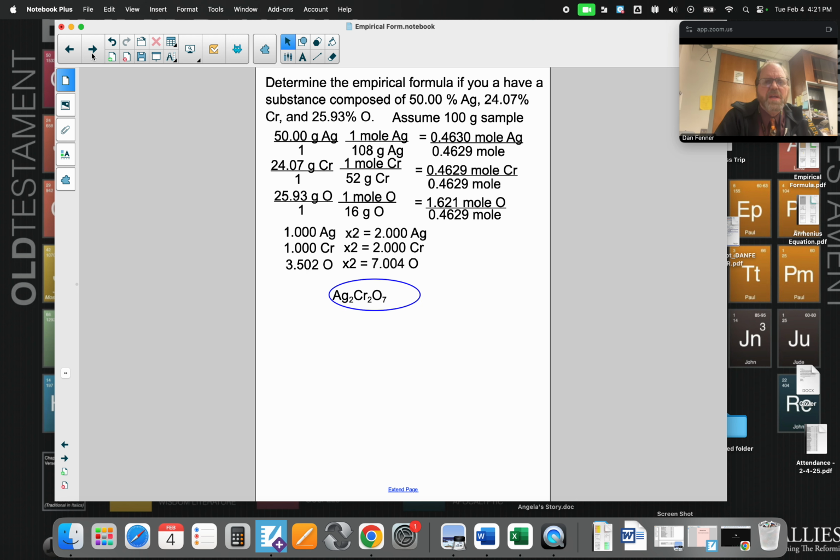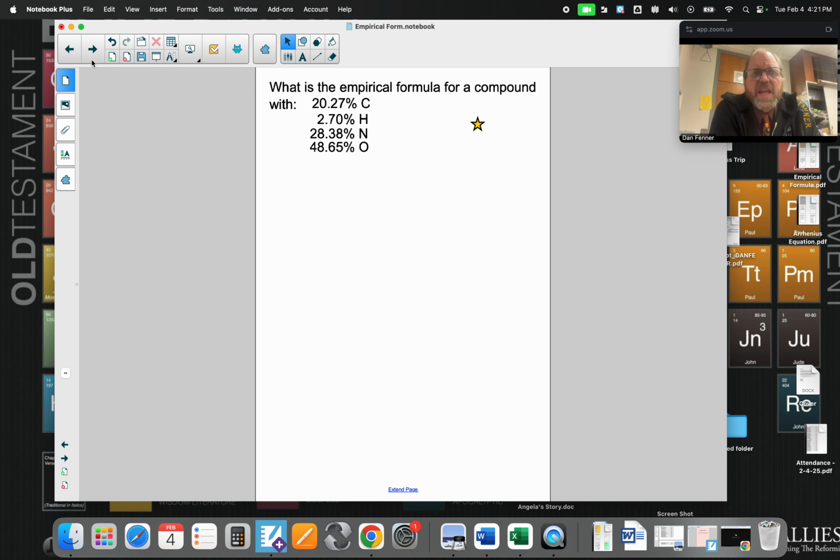All right, awesome. Let's try another one. Okay, this time I want you to calculate the empirical formula of a compound. We're getting more of them now, we've got 4 elements to go through. So we take them all over grams, assuming we have a 100 gram sample, put them all over 1, convert them all to moles. So look at the periodic chart, find the molar masses for carbon, hydrogen, nitrogen, oxygen. Stop the video, do that.